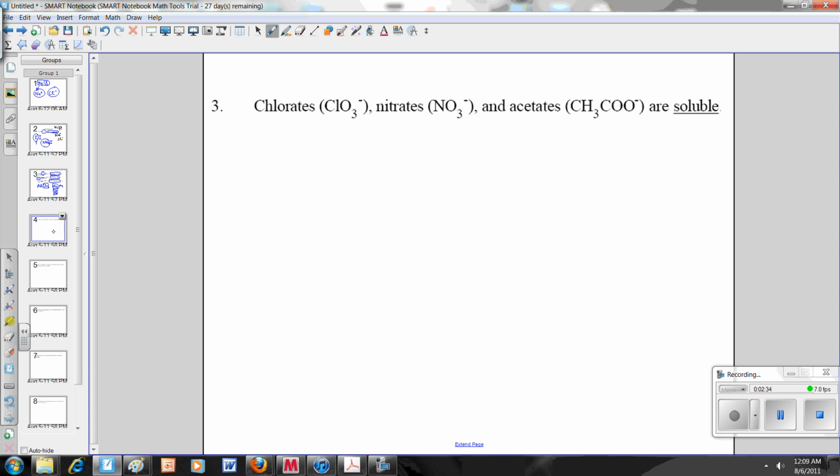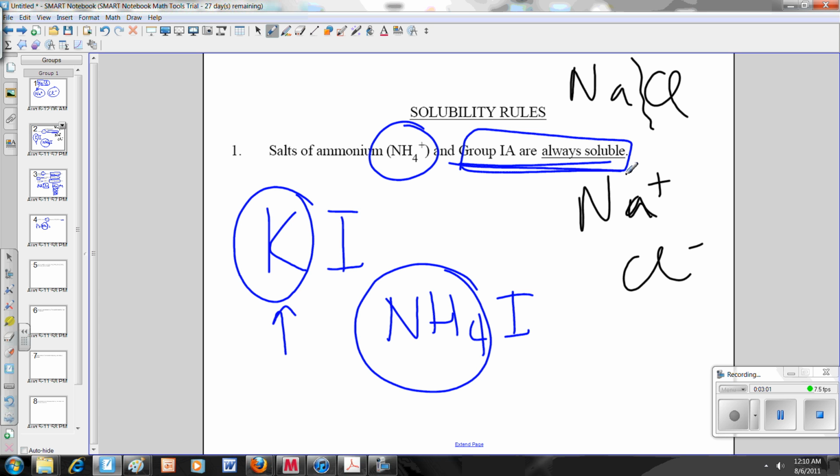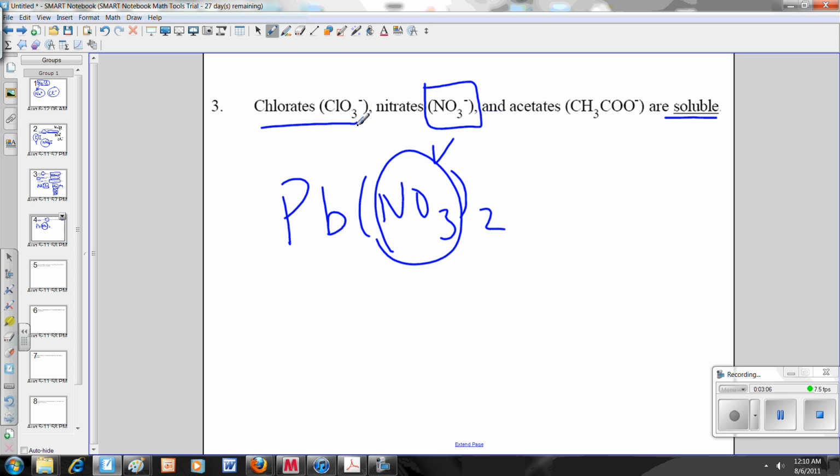Next, the third solubility rule: chlorates, nitrates, and acetates are always soluble. So for example, if I have Pb(NO3)2, how do I know whether that's soluble or not? The fact that it contains a nitrate automatically makes it soluble when you're applying solubility rules. So you need to know that always. So far we learned the first rule: any group 1A metal or ammonium is always soluble. The third rule has to do with anything that has a chlorate, a nitrate, or an acetate at the end of it. It will always be soluble.